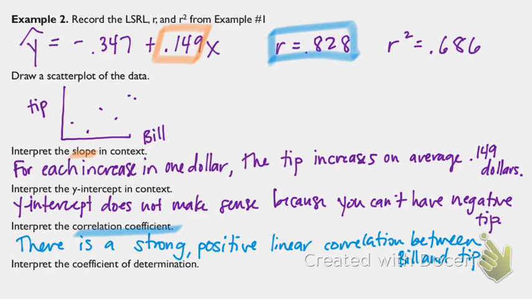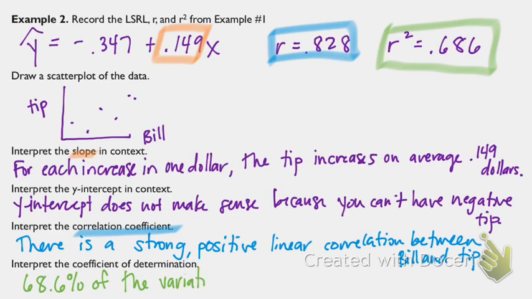And my R squared is that funky percentage. 68.6% of the variation in y, tip, can be explained by the LSRL. Perfect, by the LSRL. Can I put those letters in whatever order? No.